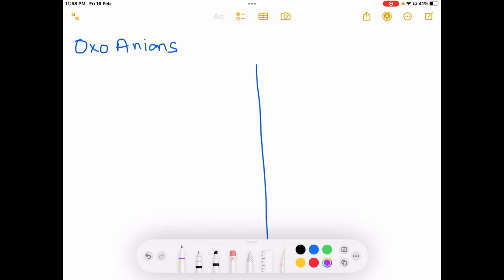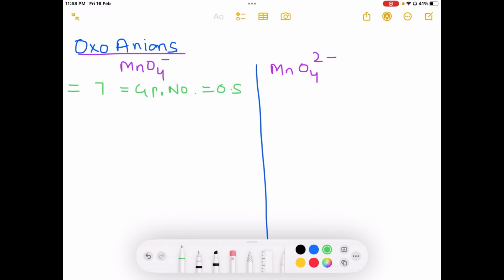Two oxoanions of manganese are permanganate MnO4 minus and manganate MnO4 2 minus. In case of permanganate ion, oxidation state of manganese is 7, which is same as the group number. Manganese is surrounded by 4 oxygen here. So the resulting structure is tetrahedral.